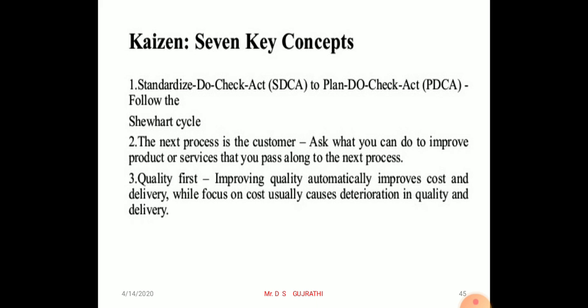Quality first. Improving quality automatically improves cost and delivery. So quality is not just one process; it has to be followed right from the CEO to the assembly line worker. Each and every step should be followed by keeping the term quality in mind.